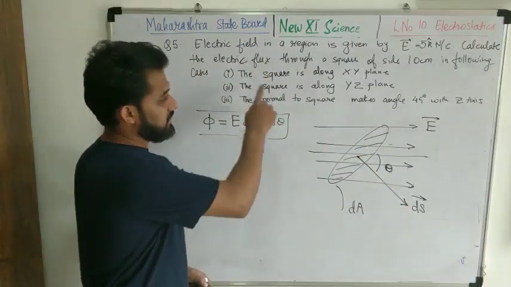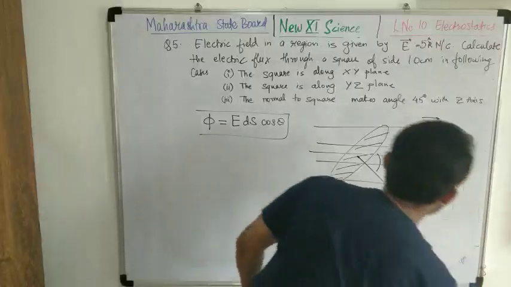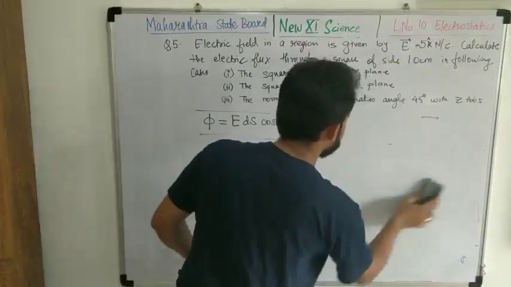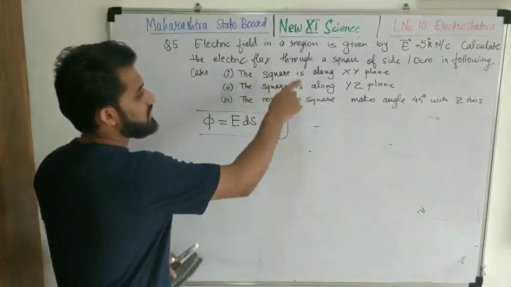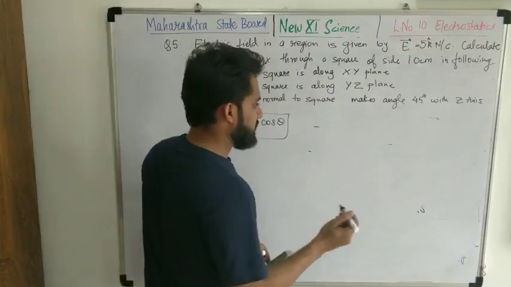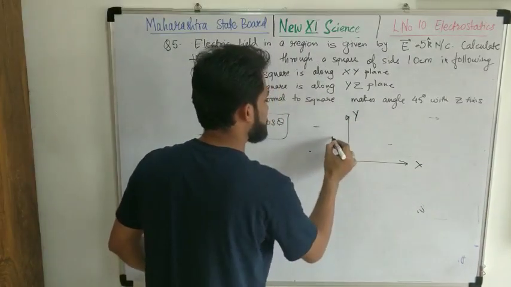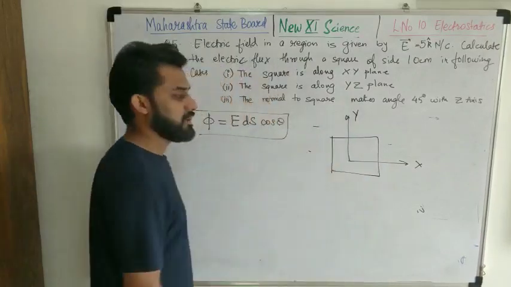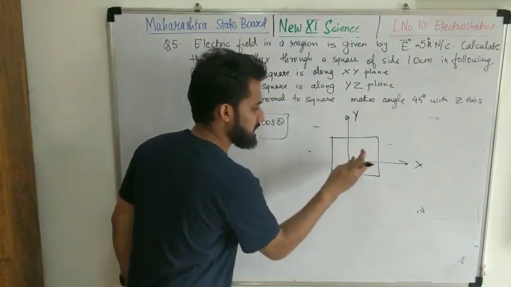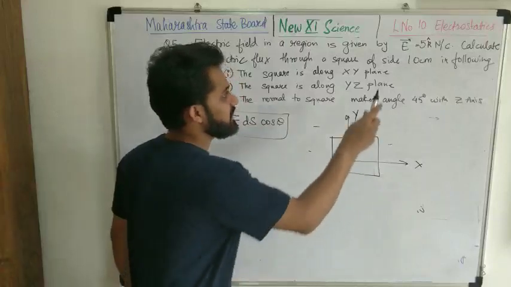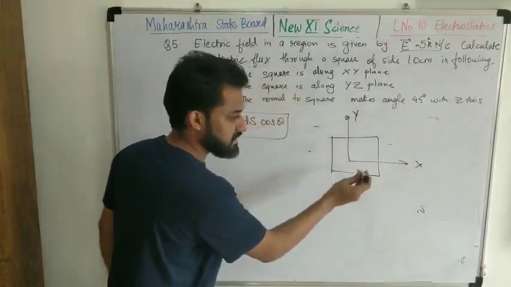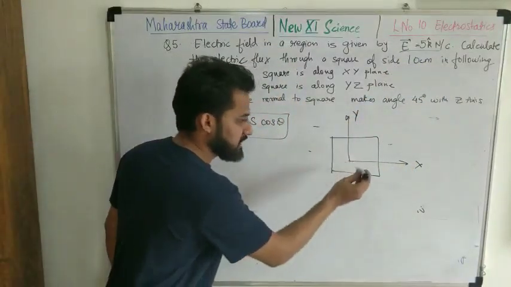So in this case, the first case is the square along the XY plane. Now see, this is the X axis, this is the Y axis, and the square is in the XY plane. So where will the Z axis be? The Z axis is right in this direction. So obviously the electric field is along this direction. Electric field is in this direction.